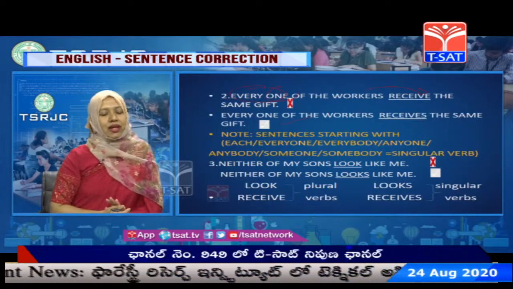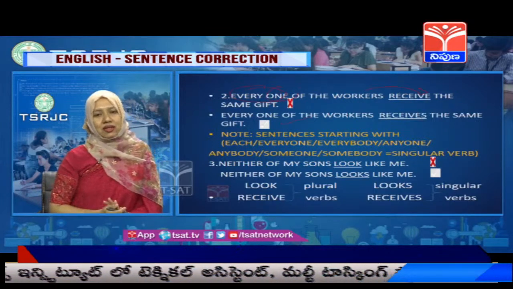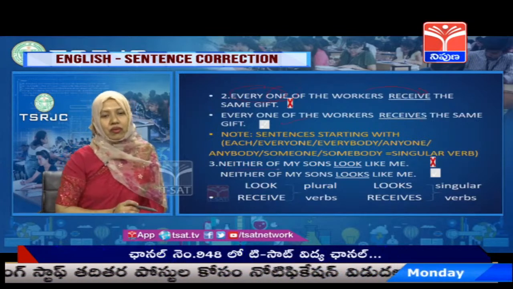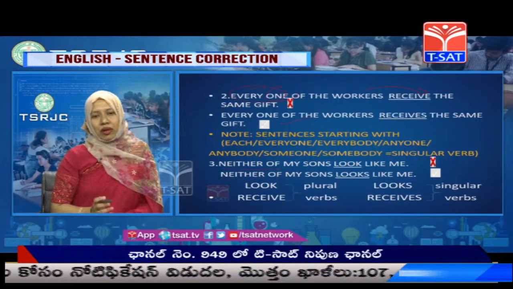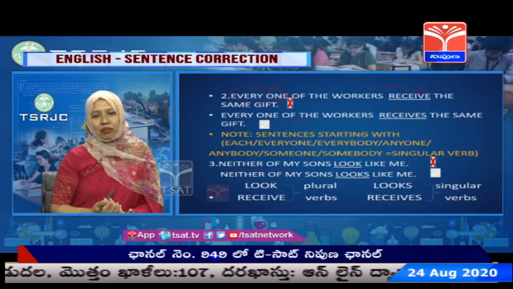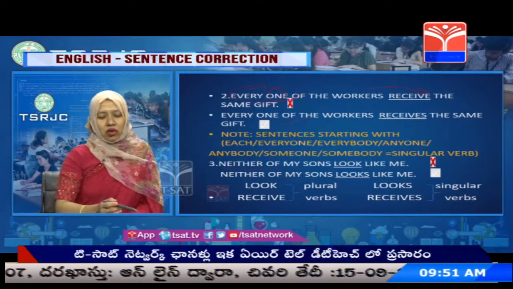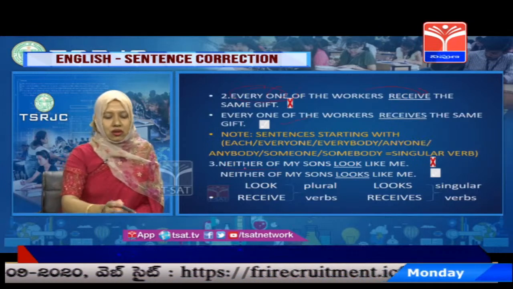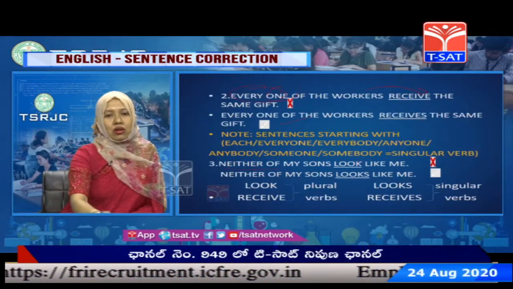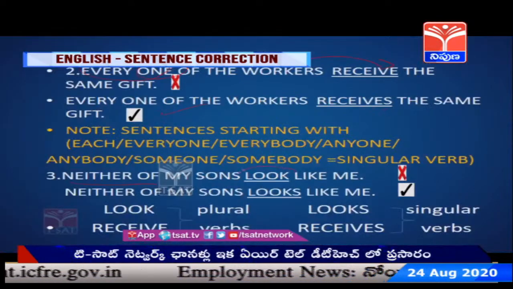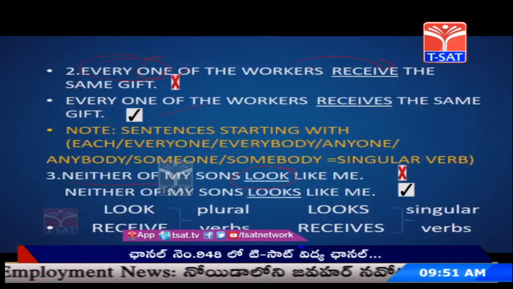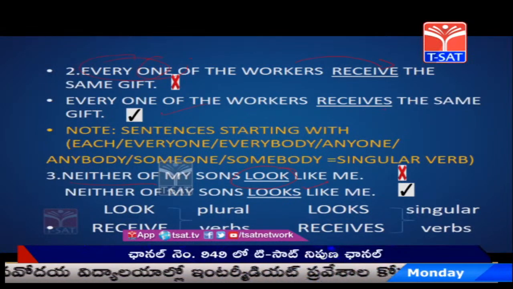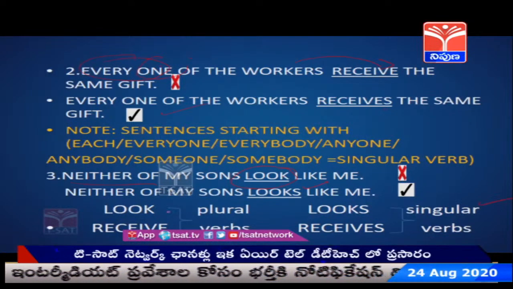If you look at the next example, neither of my sons look like me. We are talking about neither, which means nobody. You are talking about neither he nor the other one. Here the plural verb look is wrong. It should be, neither of my sons looks like me. Looks is a singular verb. Look is a plural verb.